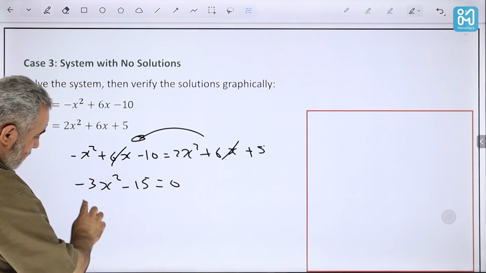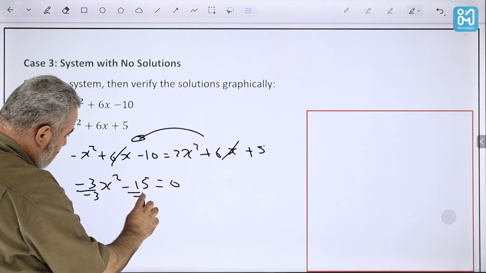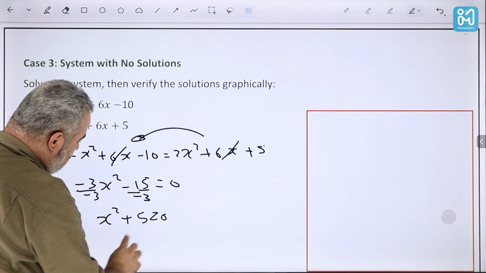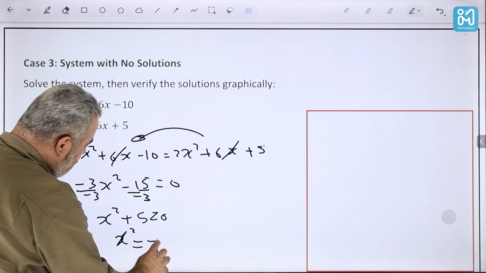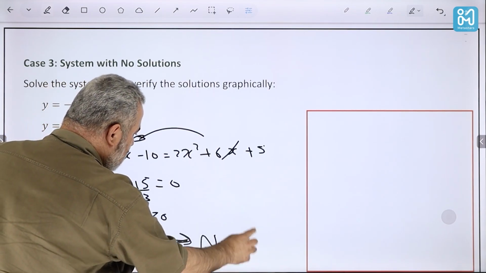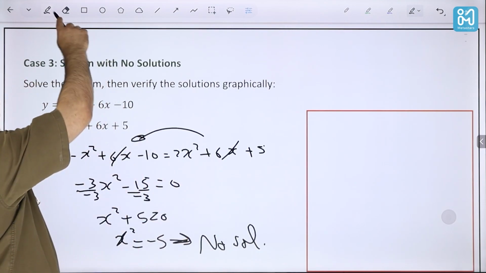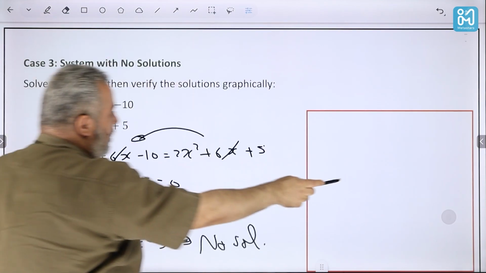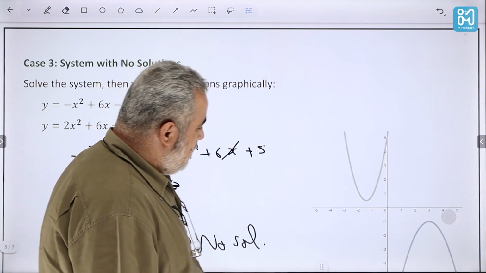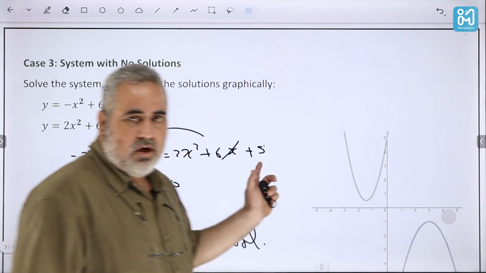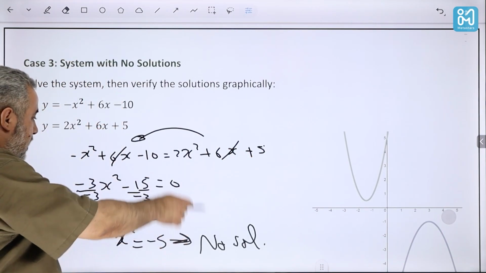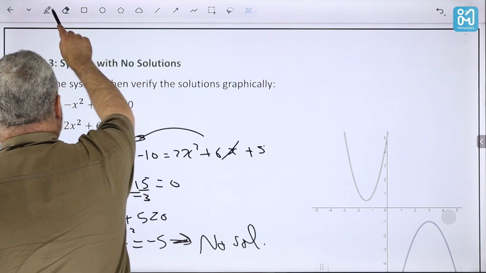If you divide it by negative 3, you have x squared plus 5 equals 0. So x squared equals negative 5, which is less than 0. It means it has no solution, because x squared cannot be negative. If we look at this, these two go in different ways, there is no intersection between them at all. Because of that, the new equation has no solution.